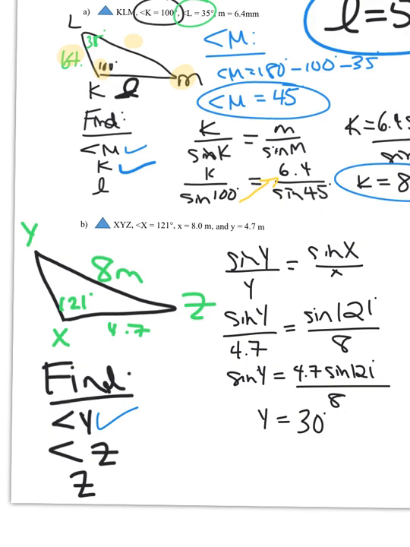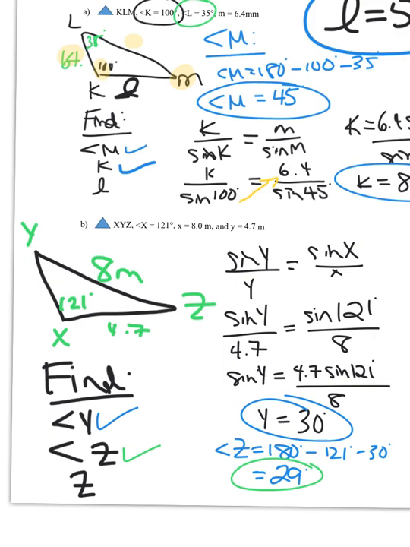We can find angle z quite easily right below here. One of our angles was 121. We just found a second one at 30 degrees, and we're just going to subtract those to get the third one. I have 29 degrees here. So there's my second angle, and now we just need side z.